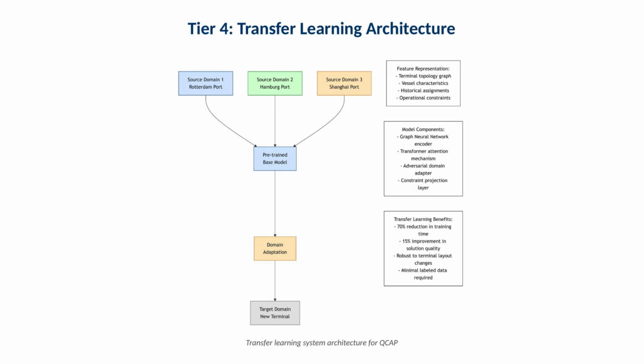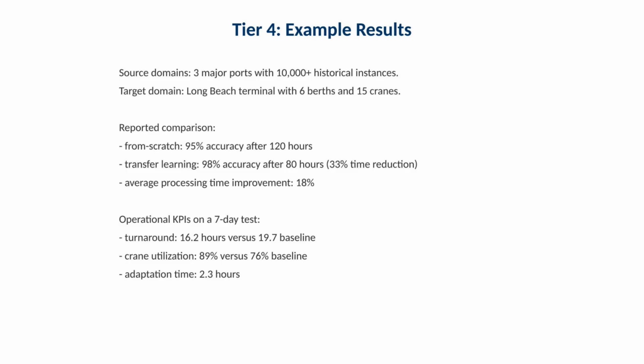Prediction is only useful if the final output respects hard limits like min and max cranes and non-overlapping crane usage. The example describes training across 3 major ports, Rotterdam, Hamburg, and Shanghai, with more than 10,000 historical instances. The target is a new automated terminal in Long Beach with 6 berths and 15 cranes. The reported comparison is 95% accuracy after 120 hours when training from scratch, versus 98% accuracy after 80 hours using transfer learning, which is a 33% time reduction.